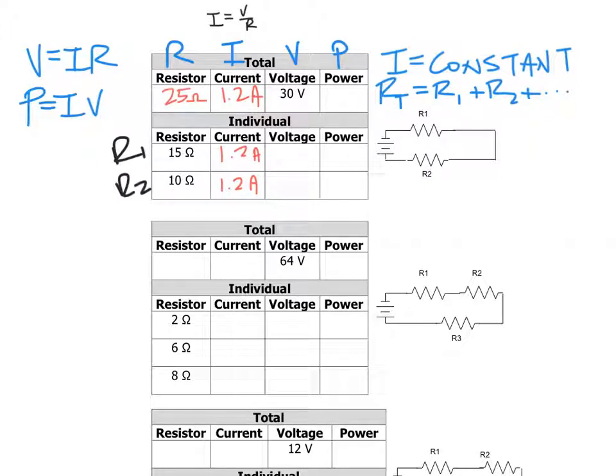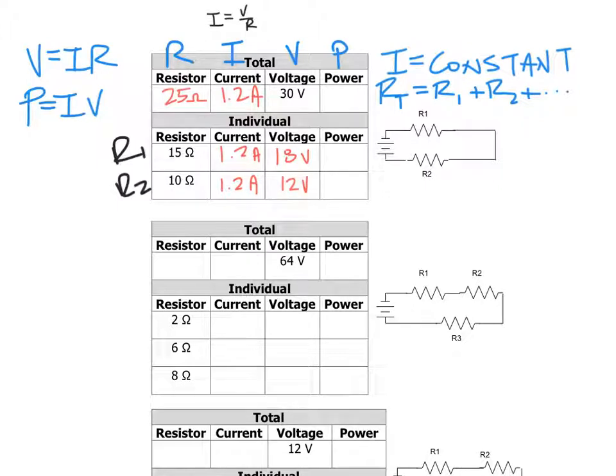Okay, looking down here in my individual resistors, I've got current, and I've got resistance. Voltage equals I times R. Well, here's V, here's I, here's R. 1.2 times 25 gives you 30. So if I look down here, 1.2 times 15 should give me 18. And then 1.2 times 10 gives me 12.